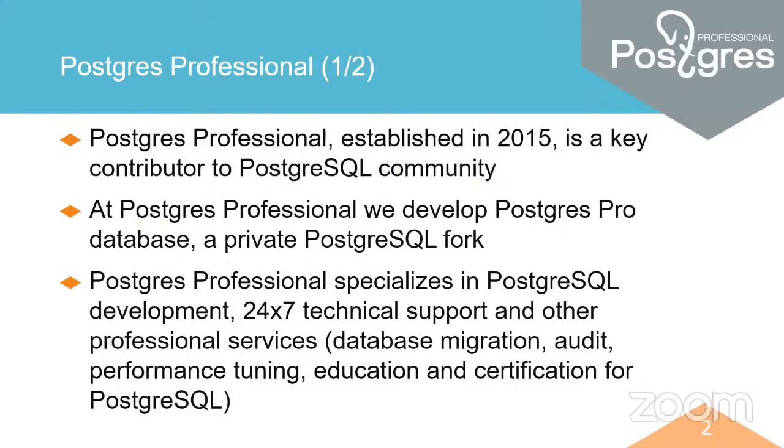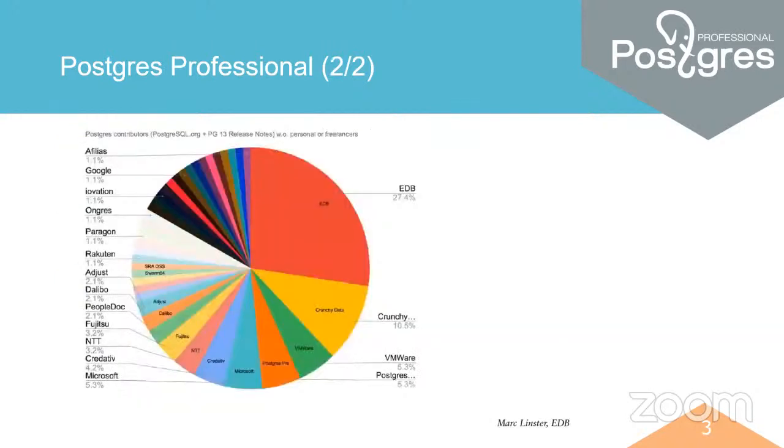Brief introduction of Postgres Professional. The company was established in 2015 and now is a key contributor to Postgres community. Every year, Postgres Professional delivers many commits to PostgreSQL database, both as bug fixes and as new features. Postgres Professional also develops its own private PostgreSQL fork, Postgres Pro, to meet the customer's needs. Postgres Professional provides professional services like database technical support, database migration, database audit, performance tuning, as well as education and certification for PostgreSQL.